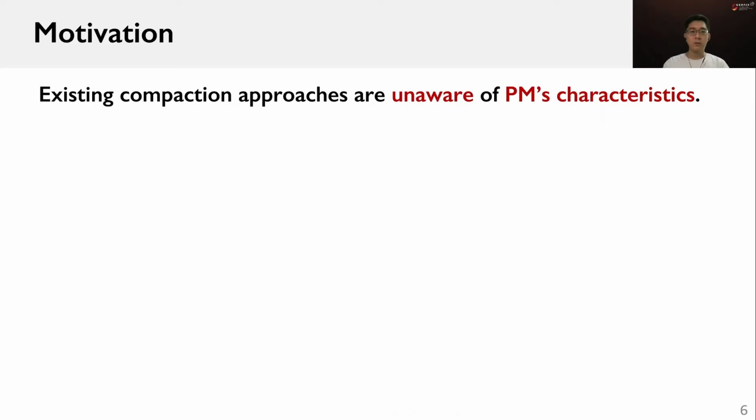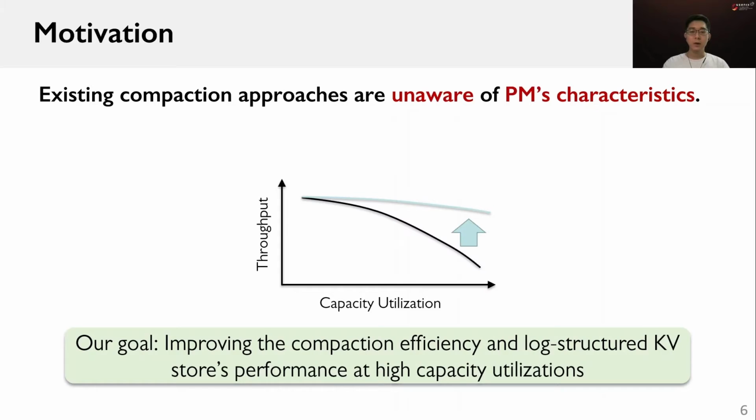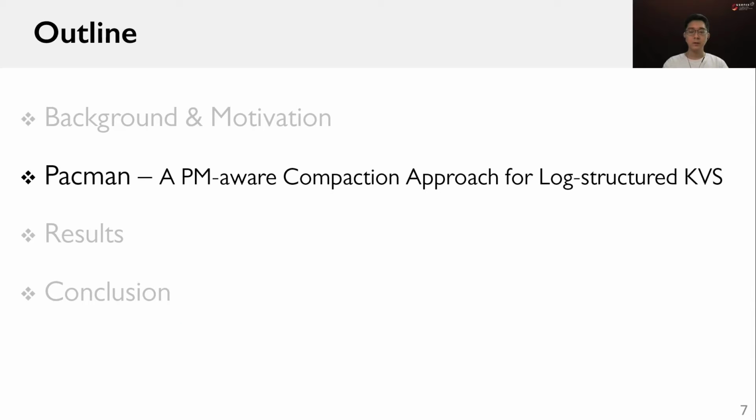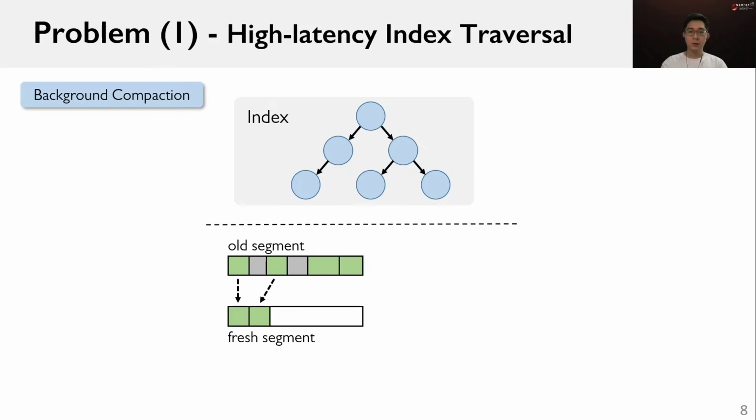We found that existing compaction approaches are unaware of PM's characteristics. Therefore, can we improve the compaction efficiency according to PM's characteristics, and thus improve log-structured KV store performance at high capacity utilizations? Next, I will introduce our approach, Pacman, a PM-aware compaction approach for log-structured key-value stores.